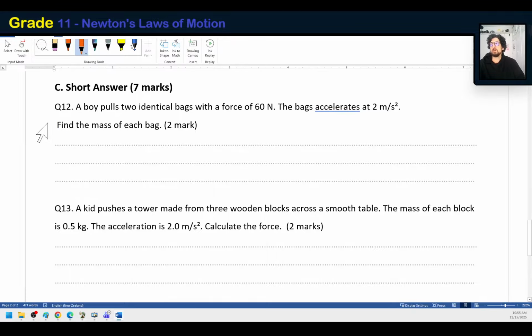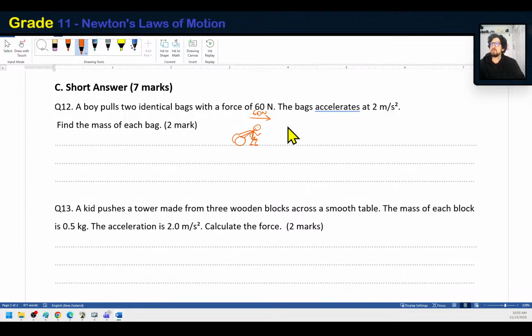A boy pulls two identical bags with a force of 60 newtons. The bags accelerate at 2 meters per second squared. Find the mass of each bag. Okay, so let's have a look. So two bags, that's one bag, and that's another bag. And the boy is, here we go. He is struggling a bit, but he is pulling the two bags. Here we go. And he's smiling. He's pulling the two bags, and the force is 60 newtons.